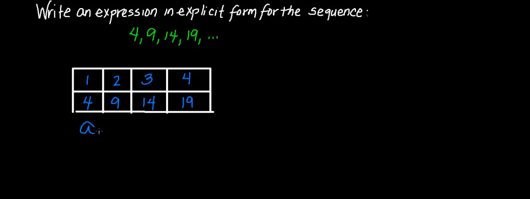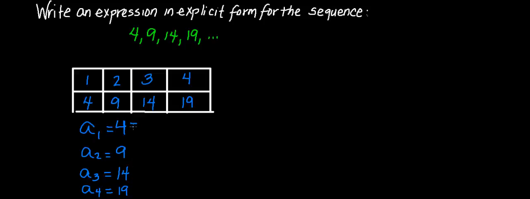I start by writing a sub 1, a sub 2, and I said in a previous video that the first term, this is equal to 4, is usually the hardest to find a pattern for. So I like to start at the second term and maybe third and fourth terms, and then I go back to the first term. So the fourth term is 19.